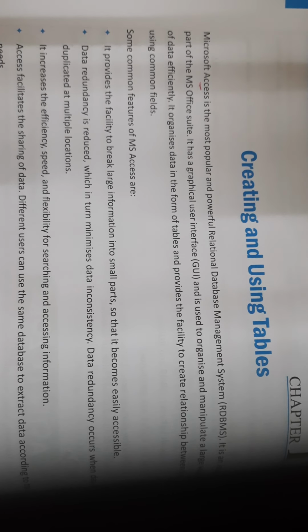Now database objects. See, there are four main objects in any database. What are the objects? Tables, queries, forms and reports. These are the four main objects. These objects are discussed as follows. Now one by one we are going to see all the objects. First object is what? Table.